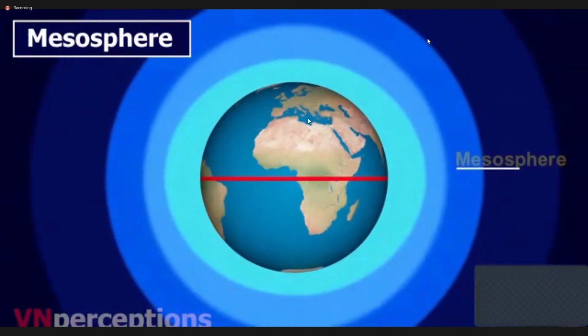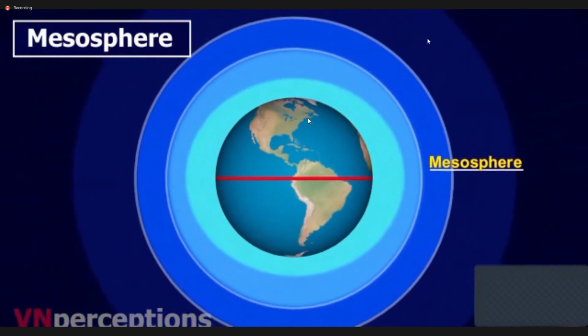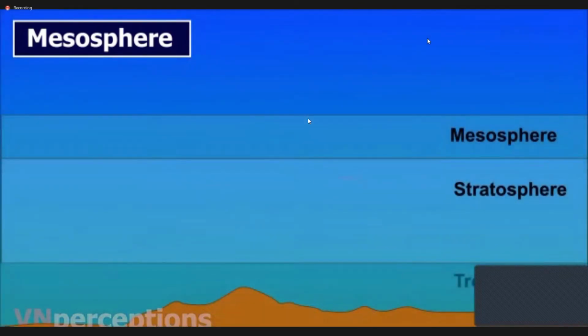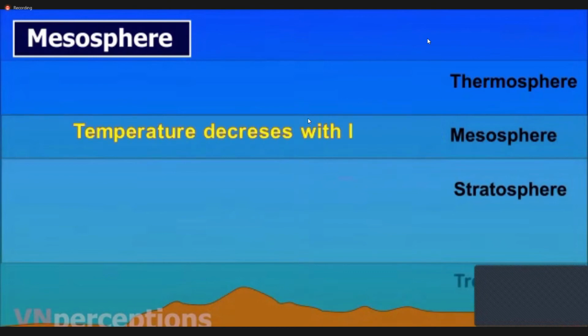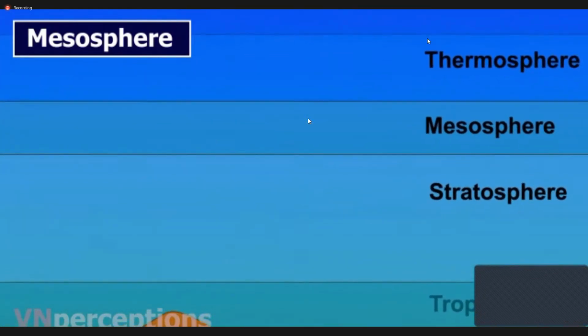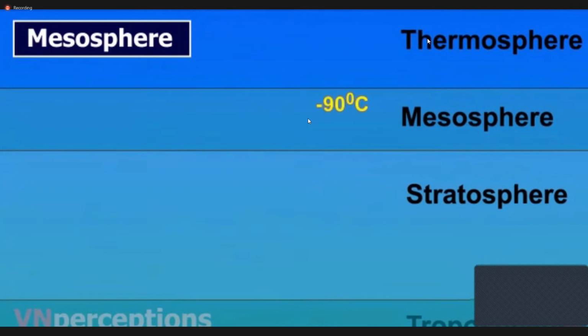Next comes the mesosphere. The mesosphere is a layer of Earth's atmosphere. It is directly above the stratosphere and below the thermosphere. It extends from about 50 to 85 kilometers above our planet. Temperature decreases with height throughout the mesosphere. The coldest temperatures in Earth's atmosphere, about minus 90 degrees Celsius, are found near the top of this layer.